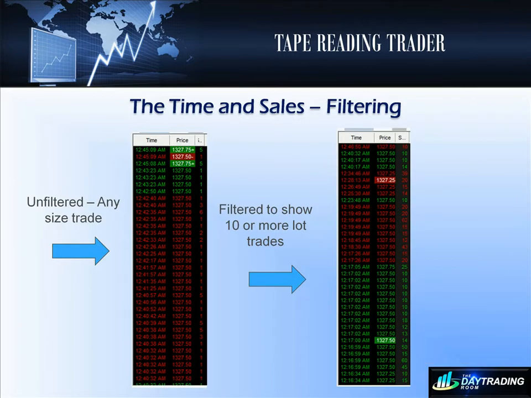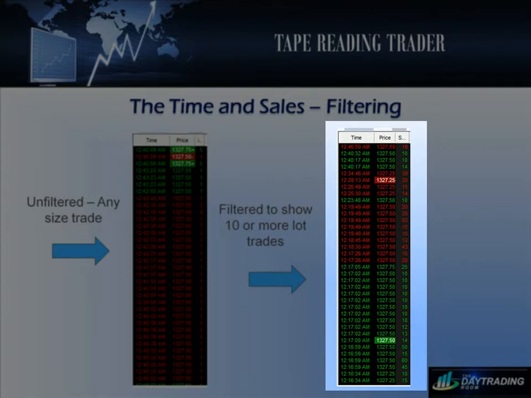Now most providers allow you to do this. Basically, we have unfiltered and filtered. Filtering allows us to show those trades that took place that were of a size greater than our setting. I've set this here as an example on the S&P just to show trades that are 10 or more lots. Now, what's the reasoning behind that?